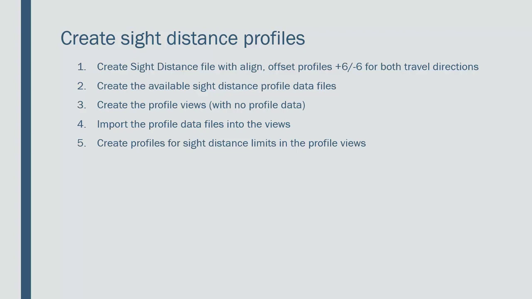Then we're going to create the profile views with no profile data and import the profile data files into those views so that we can analyze and see where there are potential problems. Then after that, we're going to create profiles for sight distance limits in the profile views. That way we can mark where the actual problem is. Wherever our data file profile crosses these site distance limit profiles is going to be an area that we need to do something about, or we need to take action on.